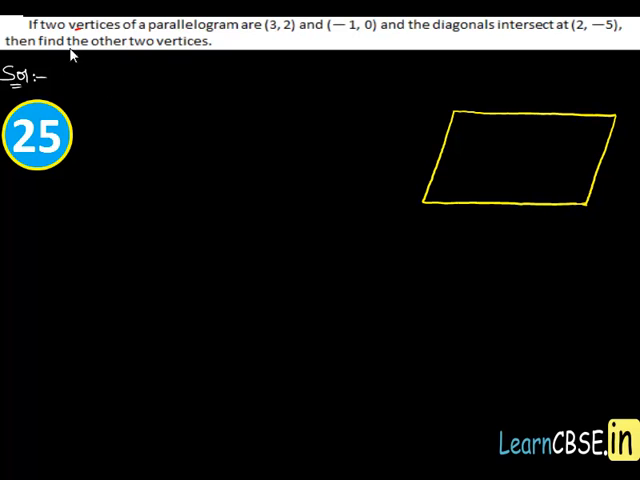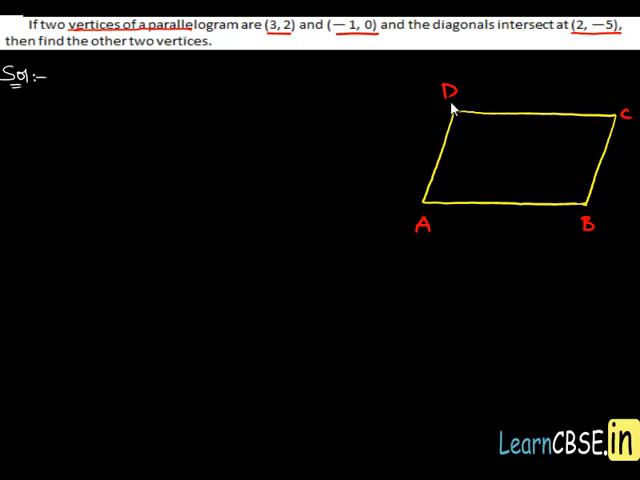Let's move to the next question. In this question, two vertices of a parallelogram are (3, 2) and (-1, 0), and we are given the point of intersection of diagonals is (2, -5), and we are asked to find the other two vertices, meaning the remaining vertices of the parallelogram.